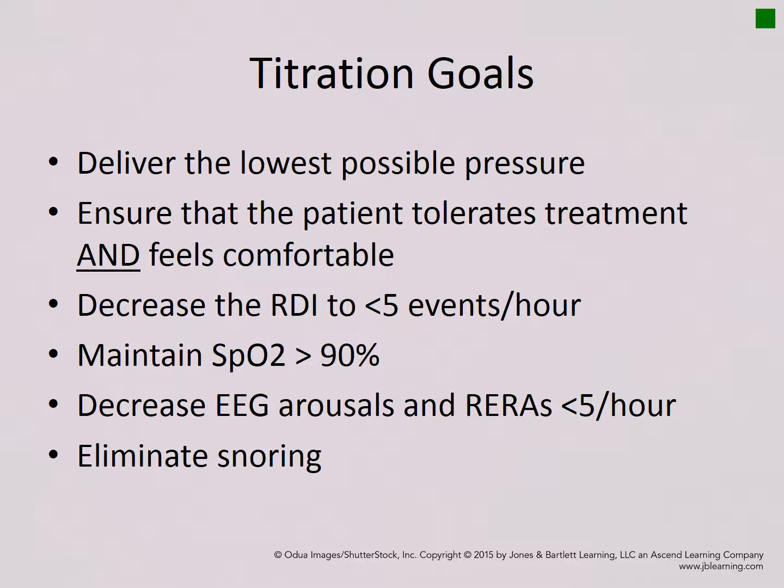You want the patient to have less than 5 respiratory events per hour of sleep. That includes apneas and hypopneas. You want them to have an SpO2 of 90% or greater during sleep. You want to eliminate as many EEG arousals and RERAs as possible, preferably below 5 per hour of sleep. And again, you want to eliminate snoring. And this has to be in the patient's supine position as well as in REM sleep. And again, you want the lowest pressure possible.